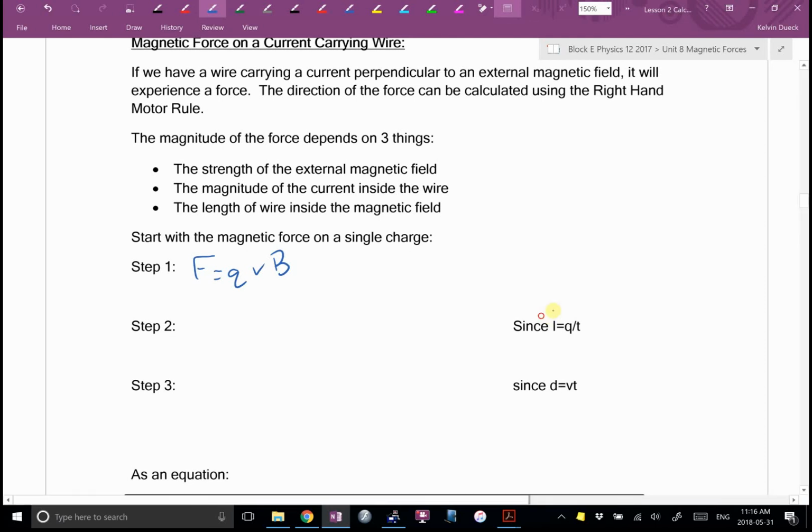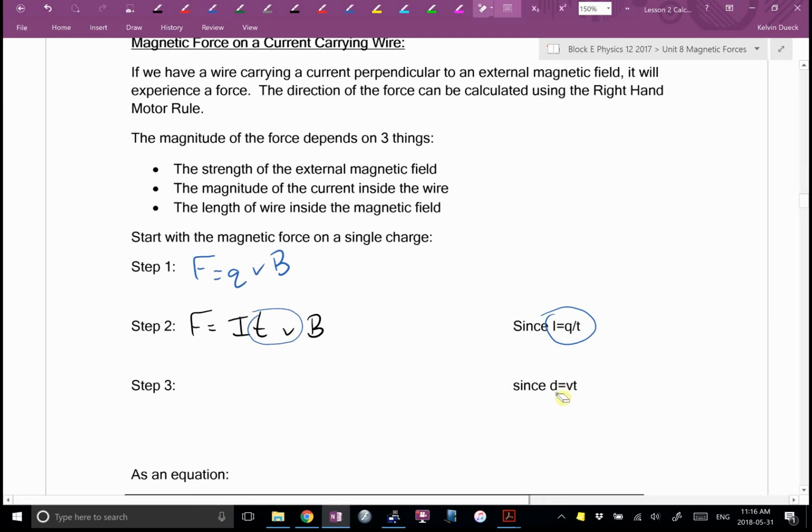I know that current is Q over T, so do me a favor, get the Q by itself. If current is Q divided by T, what's Q equal to? Rewrite that to get the Q by itself. IT. So where the Q is, I'm going to replace the Q with IT. It's still QVB. And then do me a favor, Devin. Circle those two, the T and the V.